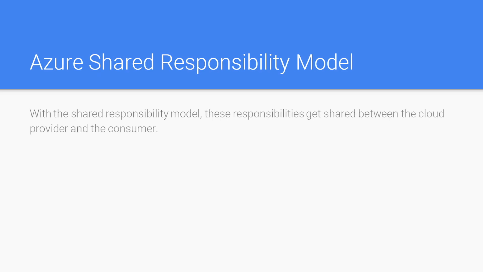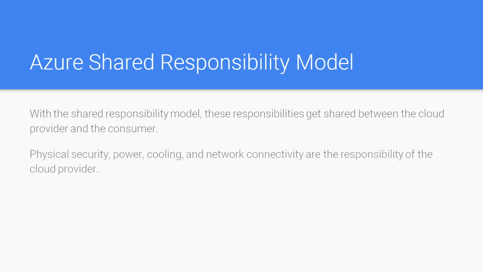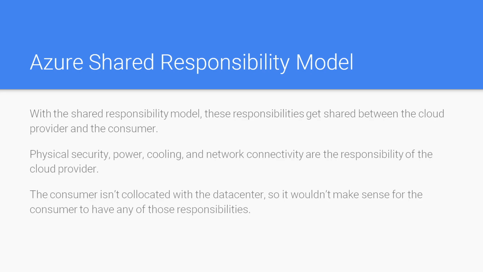So with the shared responsibility model, these responsibilities get shared between the cloud provider and the consumer. Physical security, power, cooling, and networking connectivity are the responsibility of the cloud provider. On the other hand, the consumer isn't co-located with the data center, so it wouldn't make sense for the consumer to have any of those responsibilities.